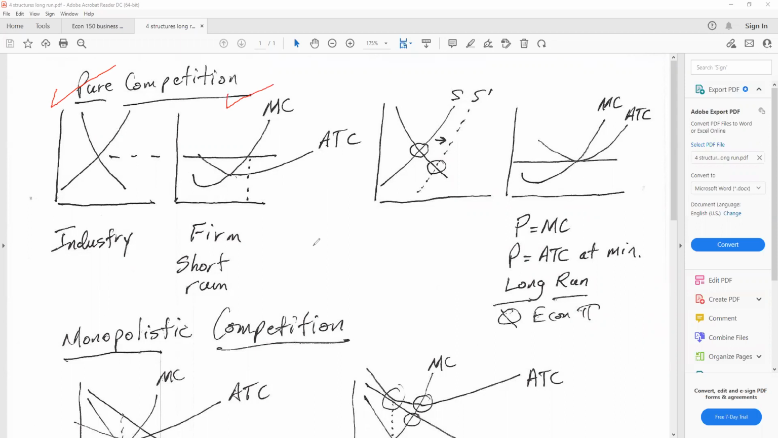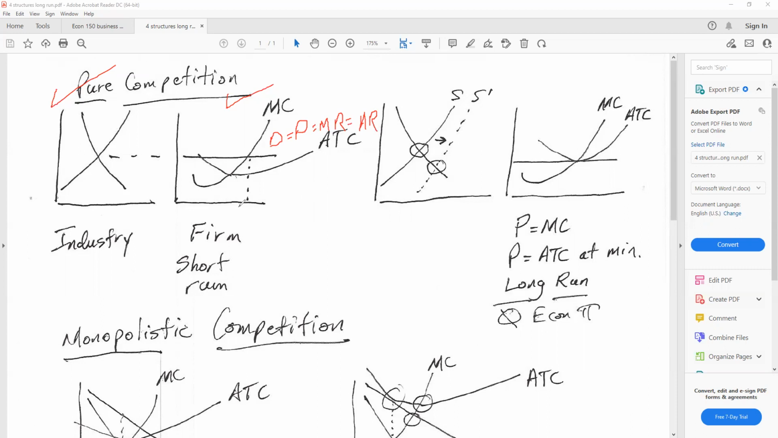The firm has a demand curve that is exactly flat, and that demand curve has some unique characteristics. The demand curve is equal to price. It's also equal to marginal revenue, and it's also equal to average revenue. And we want to recognize the difference between the short run and the long run.